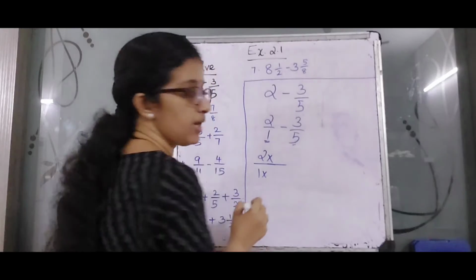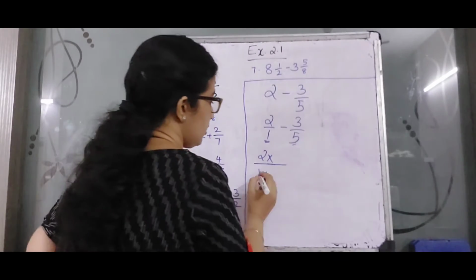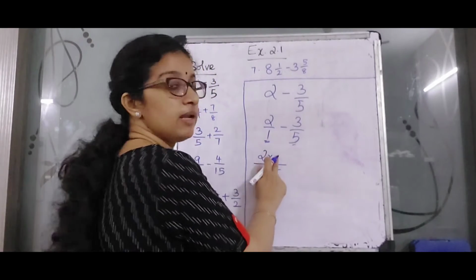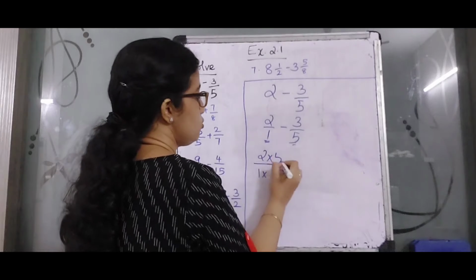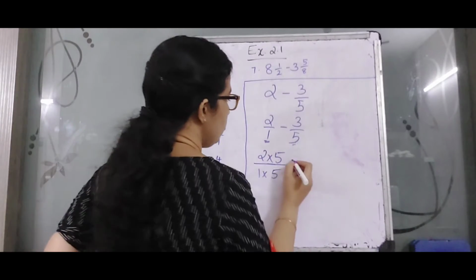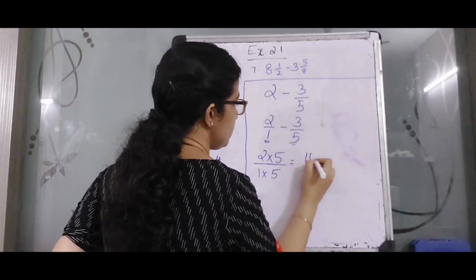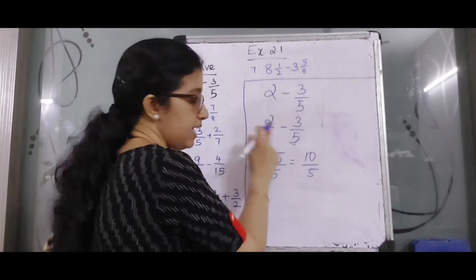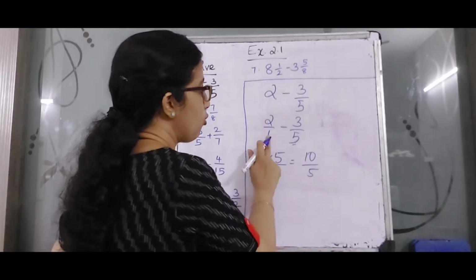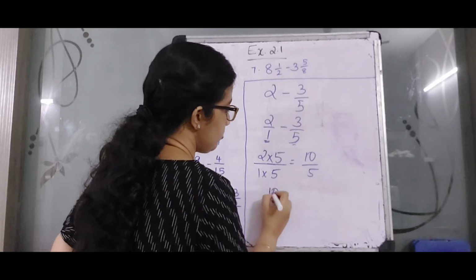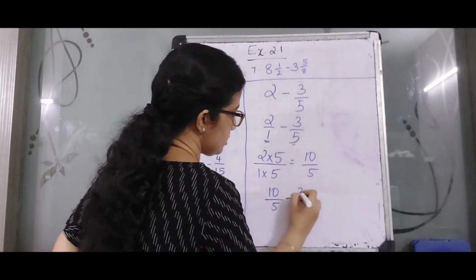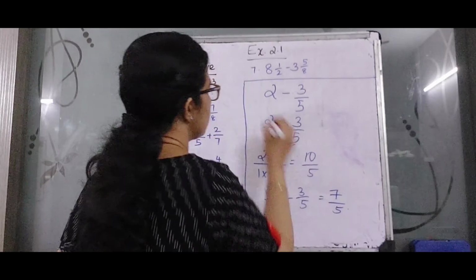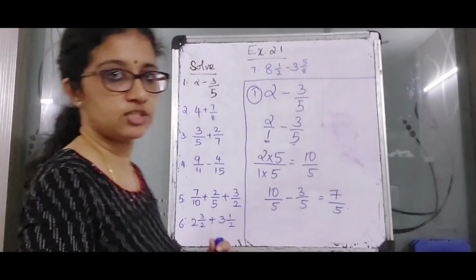With what should we multiply so that this 1 becomes 5? It is 1 into 5. If we multiply the denominator by a number, you have to multiply the numerator also with the same number. 2 into 5, so this becomes 10 by 5. So 2 by 1 can be written as 10 by 5. Now we rewrite this as 10 by 5 minus 3 by 5, which is 7 by 5. So this is the answer for the first question.